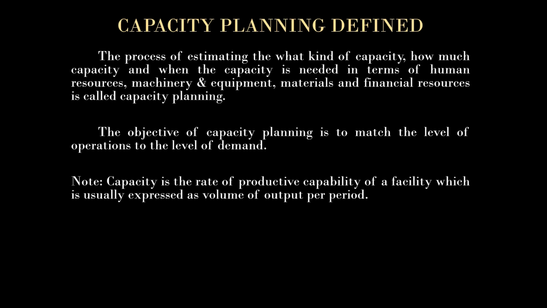So in detail, it is the process of estimating the kind of capacity, means human resource, machinery, equipment, materials and finance, and how much they are required and when they are required, and this is called capacity planning. And the objective is to match the level of operations to the level of demand, because the level of demand depends on the market conditions. So in order to meet the level of demand, the company or the organization has to carry out capacity planning.